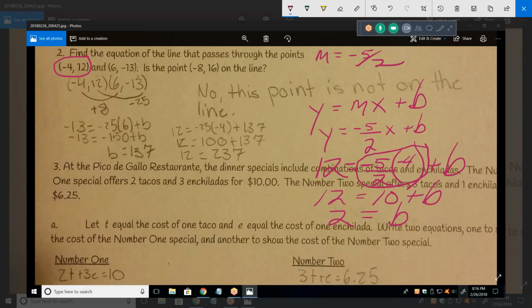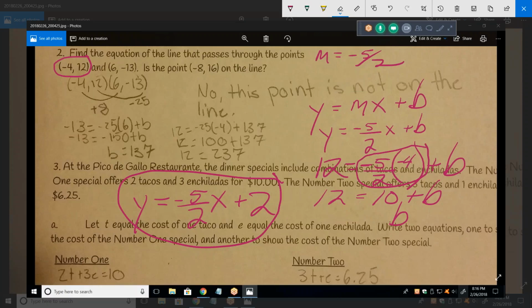Now I have enough to write my equation. My equation always has the y and the x in it. But now, instead of m, it's going to actually put the correct slope in and the correct b. So there is the equation of that line. Okay?